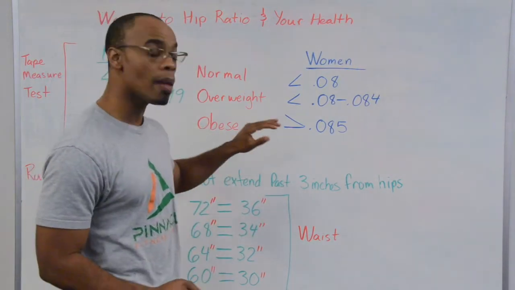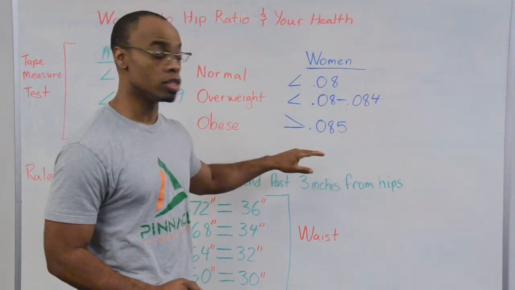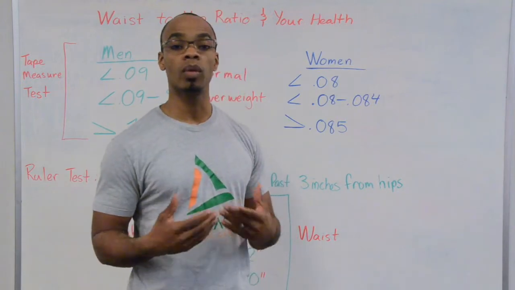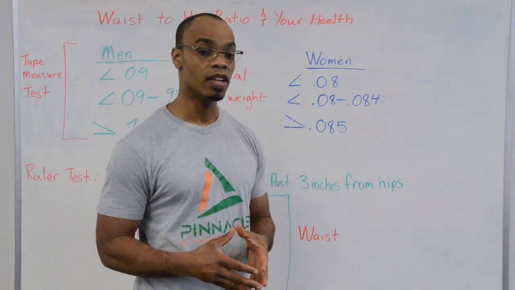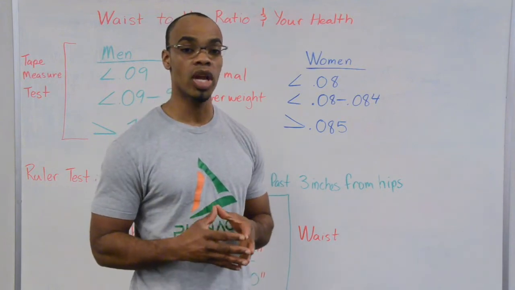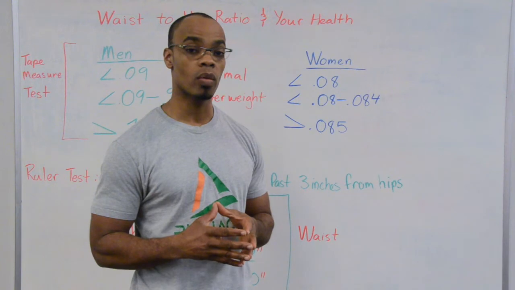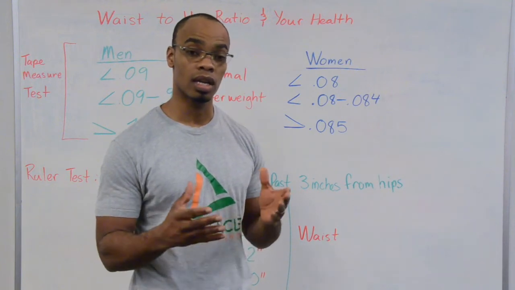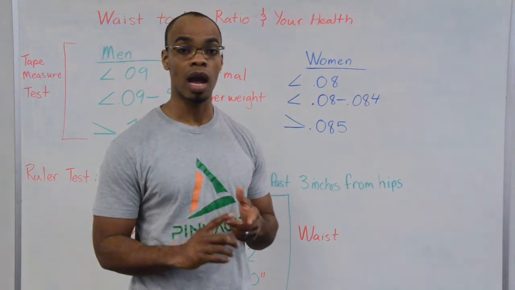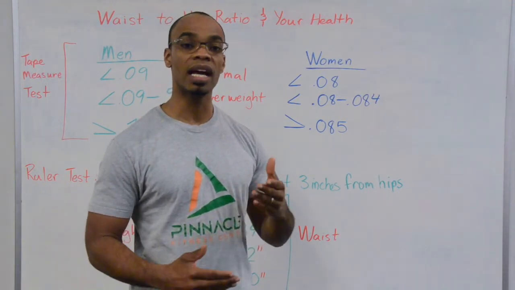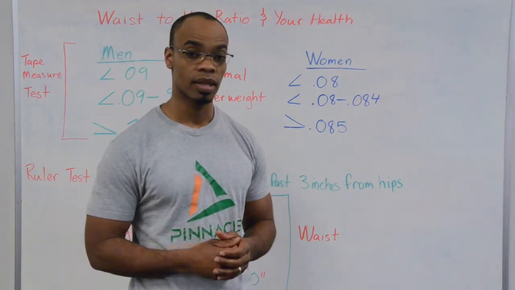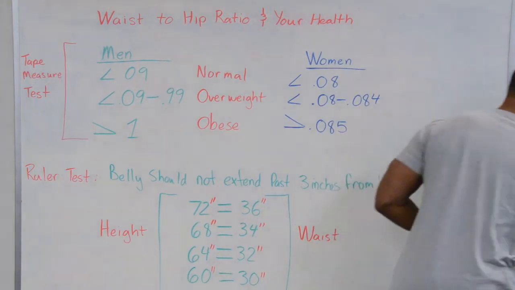But if you are above 0.085 or 0.1 for men, you are in what we call the obesity range. And if you're somewhere in the middle, you're in the overweight range. We have to know where our waist to hip ratio is. Once again, you could be at risk for high blood pressure, high cholesterol, diabetes, and other forms of illnesses and diseases as we age.